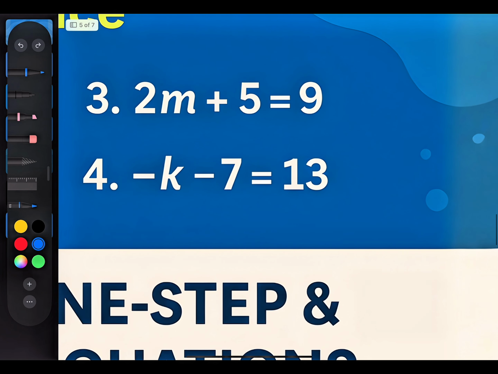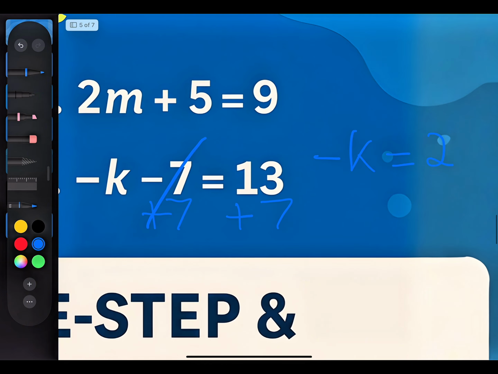Okay, so first thing we do is cancel the negative 7. So we'll just add 7 to cancel these out. We also add 7 here. And now we have -k = 20.